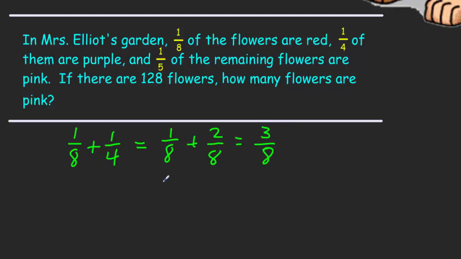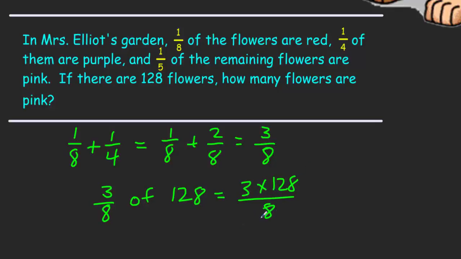Now what's interesting here is what we could do instead is we could just say we've added the red flowers and the purple flowers together. That gives us 3/8. That means those together is going to be 3/8 of 128 flowers. Okay, and we can go ahead and just multiply across. 3 times 128. We divide that by 8.